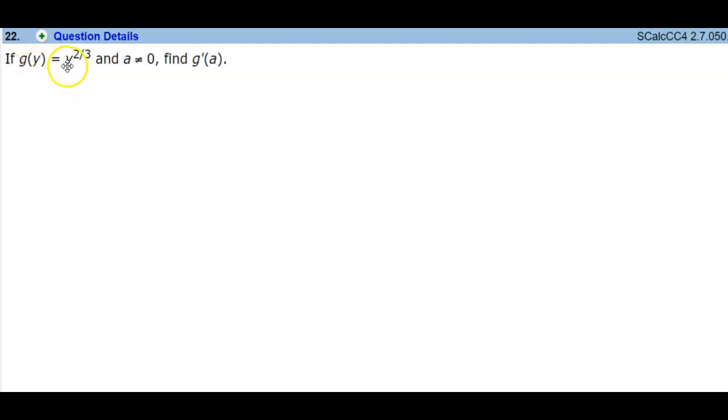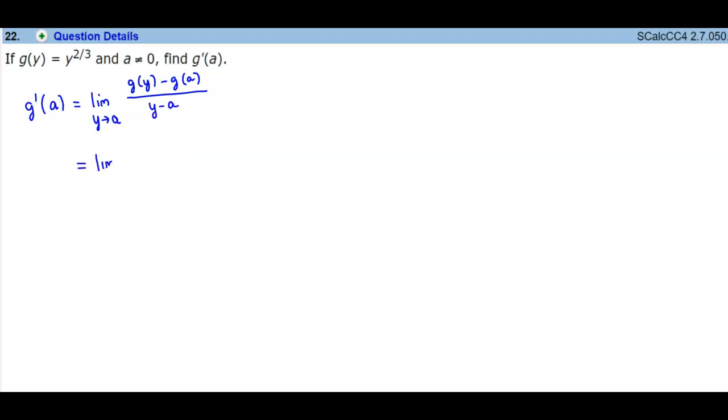If g of y is equal to y to the 2/3 power and a does not equal 0, find g prime of a. Well, let's take a look at the definition. So we have g prime of a is going to equal the limit as y approaches a of g of y minus g of a divided by y minus a.